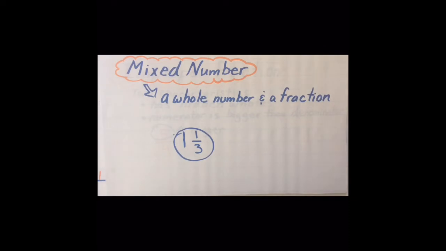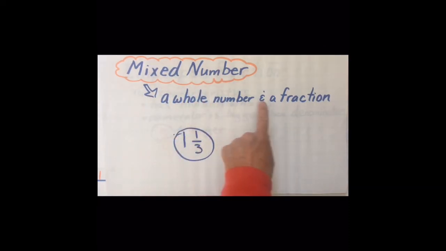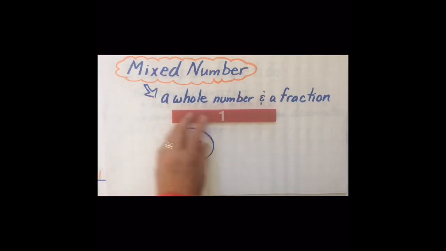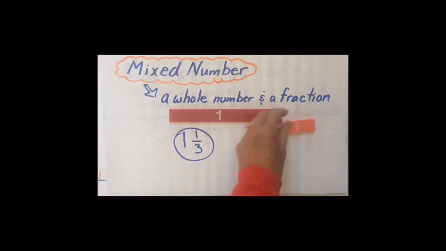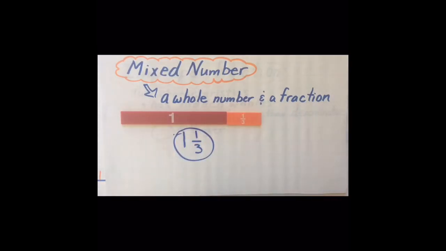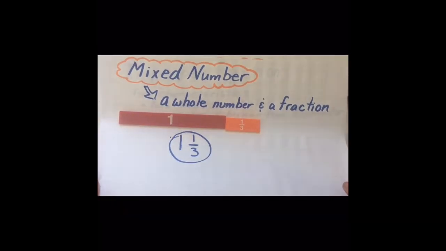The next definition would be a mixed number. A mixed number is a whole number and a fraction together. Let me give an example of that. So if I have a 1 and I have a 1/3 and I put them together, I have the mixed number 1 1/3. Okay? All right. So now we have decomposing, unit fraction, non-unit fraction, mixed number.